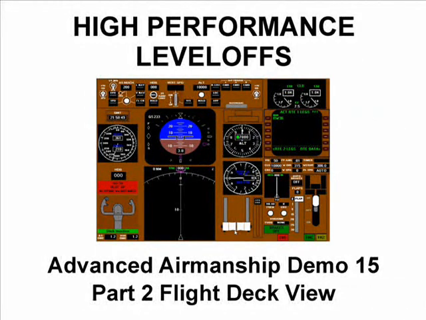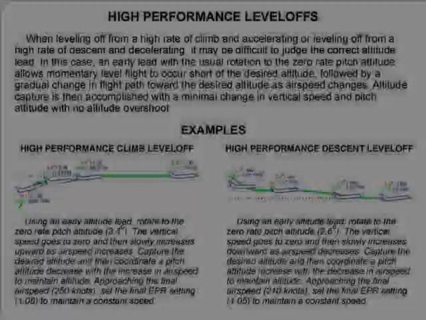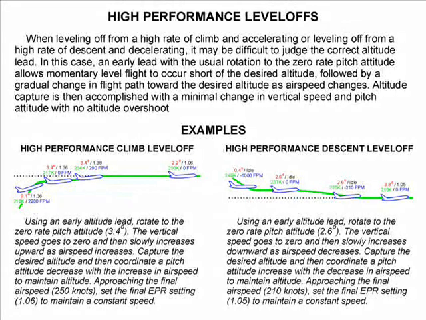This is demonstration number 15, part 2. Using the flight deck view, it examines an alternate technique for high-performance level-offs. Although similar to the previous precision level-off, this alternate method uses an earlier altitude lead, followed by altitude capture at a reduced vertical speed. It lessens the danger of altitude overshoot when leveling off from steep climb and descent angles.